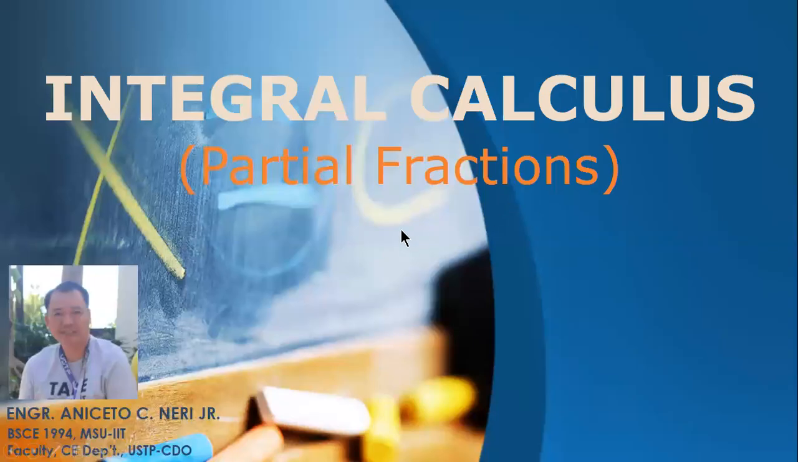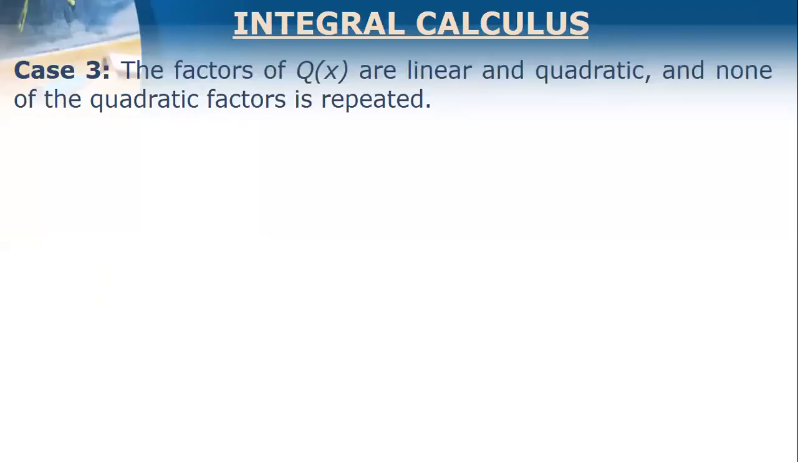So in this video, I'm going to discuss case 3 of partial fractions. Case 3 is when the factors of Q of X are linear and quadratic. So it's a combination of linear and quadratic, and none of the quadratic factors is repeated.